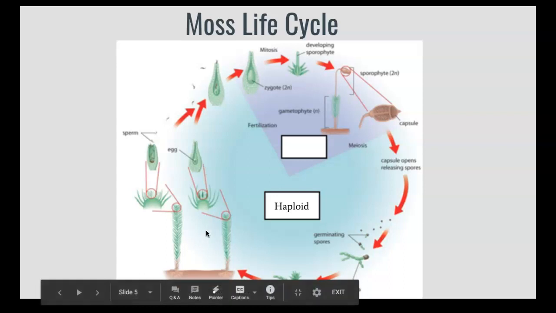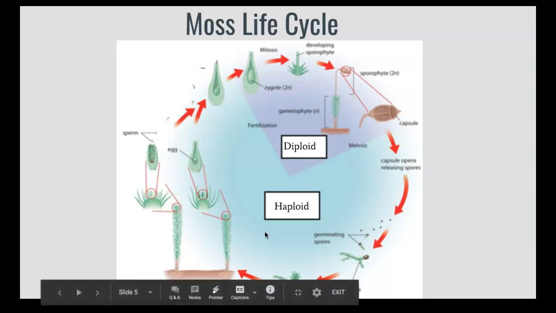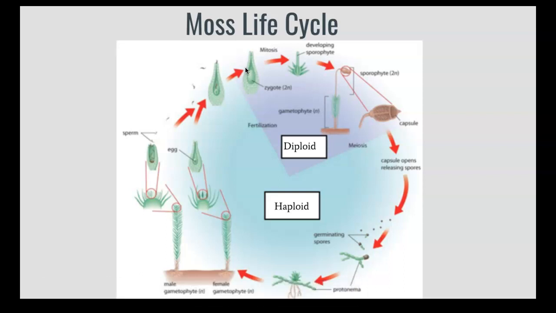Okay, gametophytes and egg and sperm are haploid cells. They go through fertilization and they produce diploid cells. Then those diploid cells would go through meiosis and produce haploid cells again, and it would continue in the circle. So all I have to be able to do is recognize certain things in my life cycle and understand where is it haploid, where is it diploid.